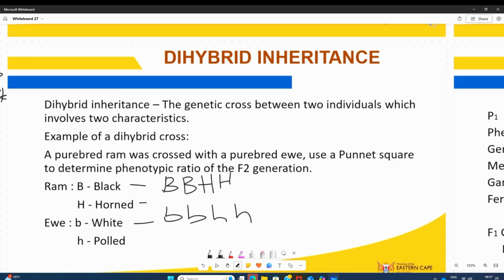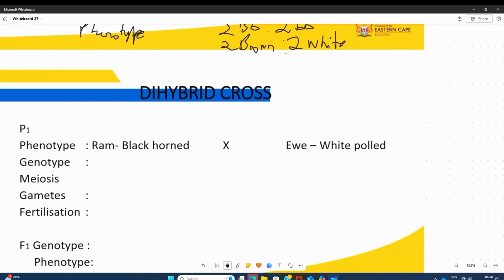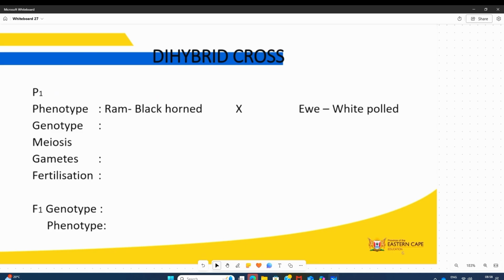Then we are about to use a Punnett square. But before going to the Punnett square, for better understanding, we have to go through the genetic diagram first. We are asked to determine the phenotypic ratio of the F2 offspring, but we'll start with the first parent generation. The parent is the ram, which is homozygous in genotype, and the other one is also in a homozygous state, which is a ewe.